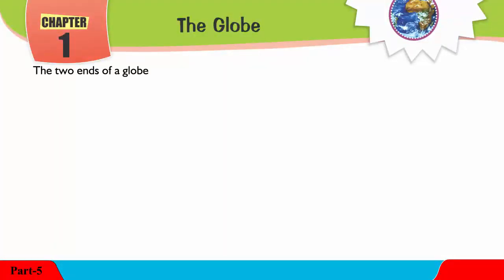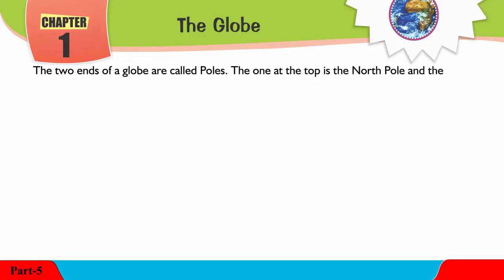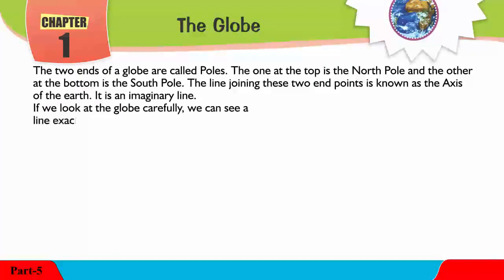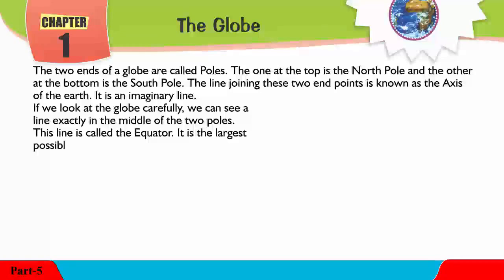The 2 ends of a globe are called poles. The one at the top is the North Pole and the other at the bottom is the South Pole. The line joining these 2 endpoints is known as the axis of the Earth. It is an imaginary line. If we look at the globe carefully, we can see a line exactly in the middle of the 2 poles. This line is called the equator. It is the largest possible circle which can be drawn around the Earth.